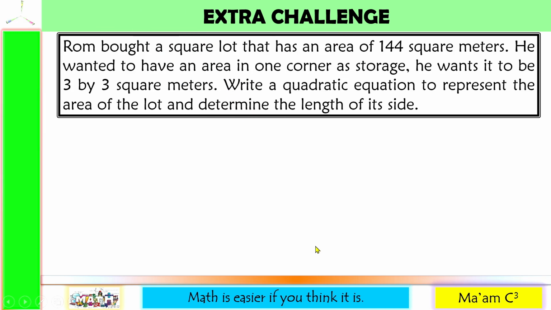Let us do an extra challenge. Rome bought a square lot that has an area of 144 square meters.